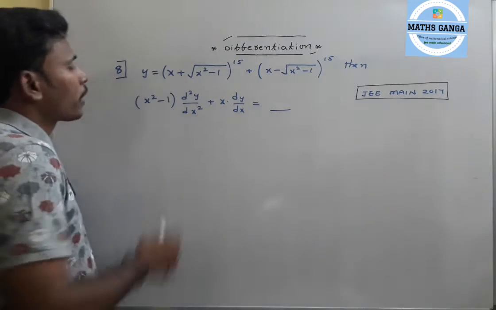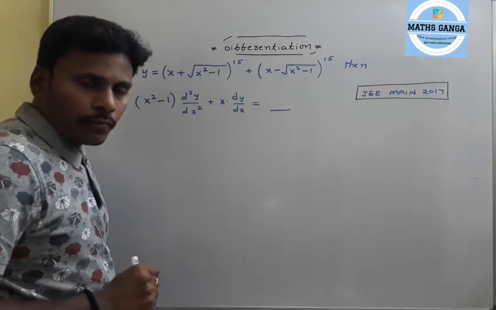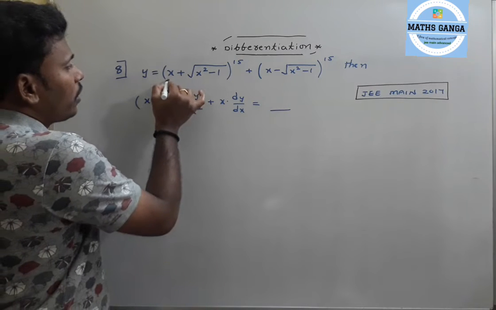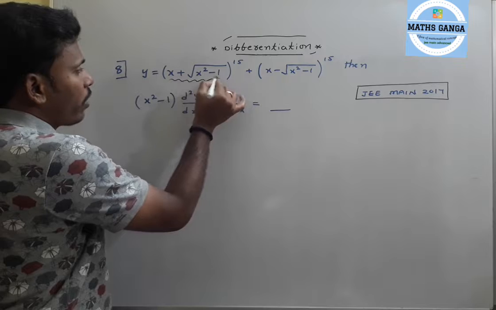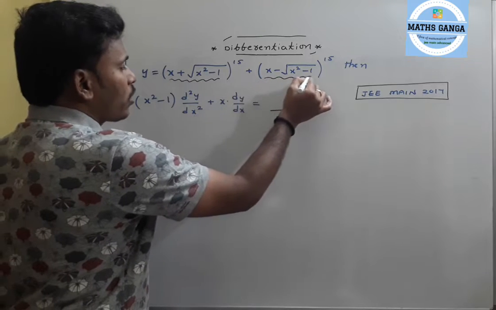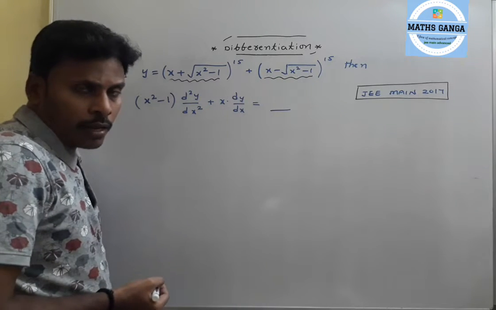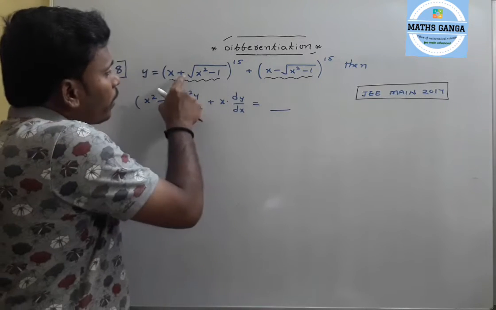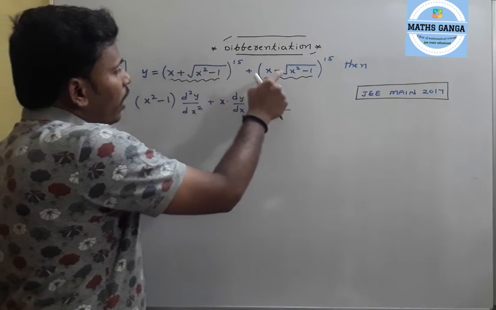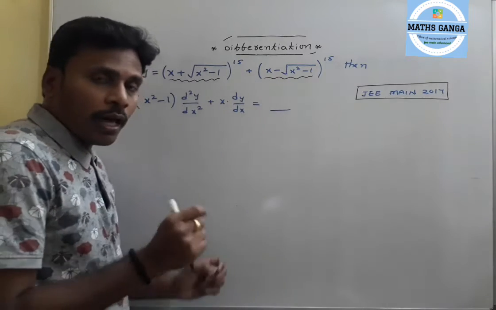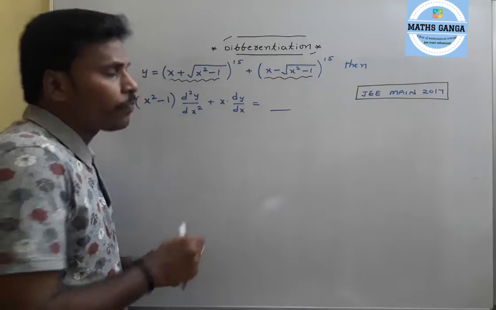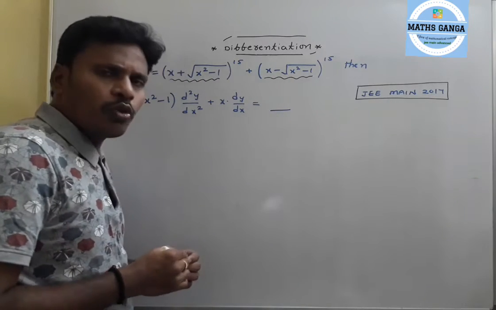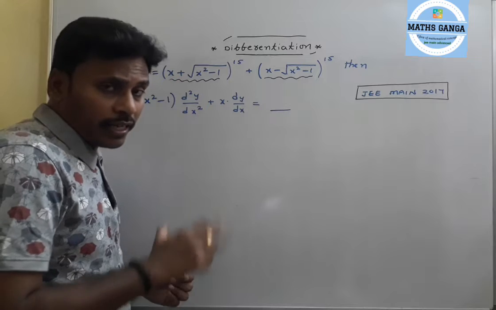Now to answer this, how to proceed? Just observe. This is x plus root of x square minus 1, and here the base is x minus root of x square minus 1. If you multiply these two, x plus root x square minus 1 and x minus root x square minus 1, the product becomes 1. It's of the form a plus b into a minus b, so a square minus b square gives the product 1.